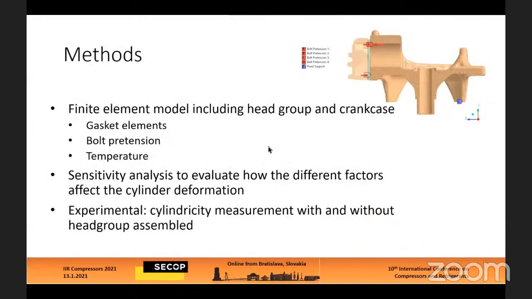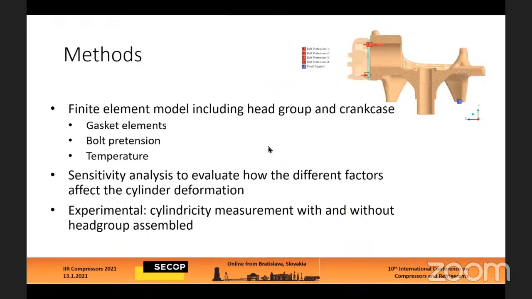So the method we chose to work here is the finite element model. And for that, we had to include the head group part and the crankcase. And the specific way of modeling some parts, for example, the gasket elements, we have to consider the gasket properties as it should be, considering the closure versus pressure curves, which are nonlinear, the ball pretension elements for the screws, where we have to convert the screw torque using the friction coefficient and screw parameters to define the force, the tension of the screw in newtons, and also the temperature on the parts.